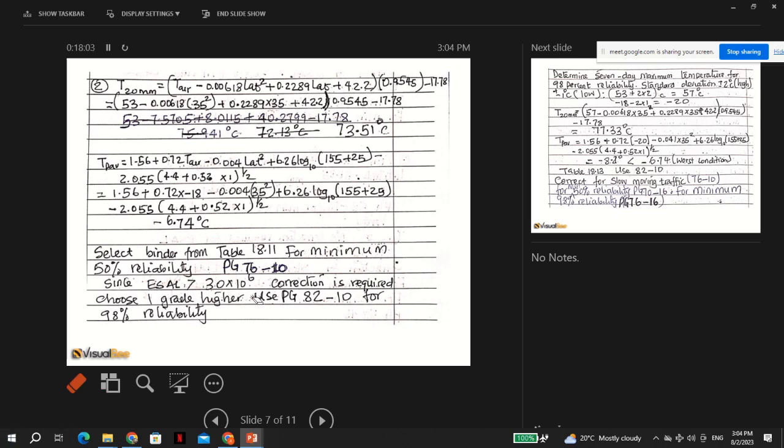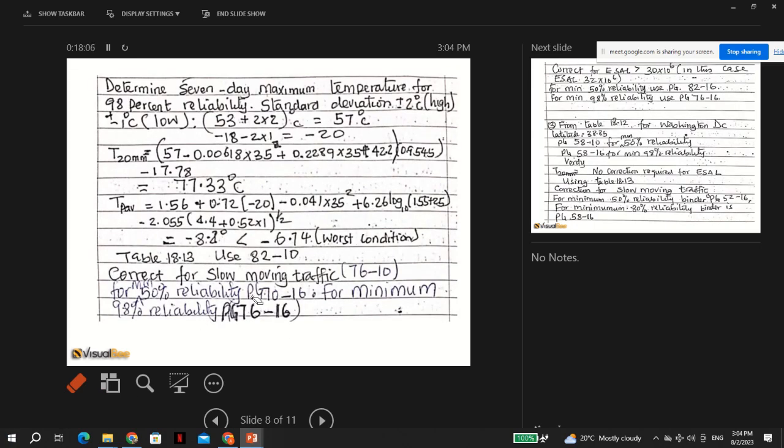Okay, so hypothetically speaking, if we were talking about, for example, slow moving traffic, for slow moving traffic, you must take it one grade lower for 50% reliability, and one grade higher for 98% reliability.